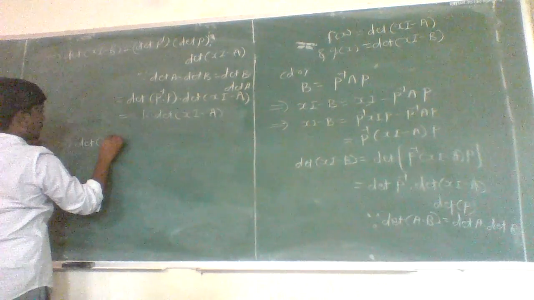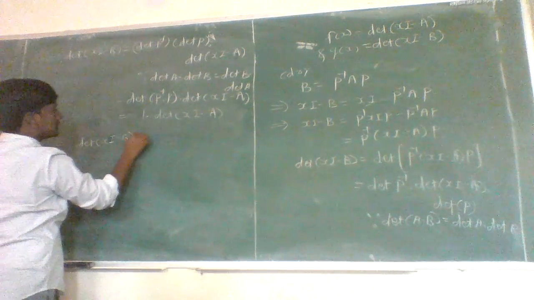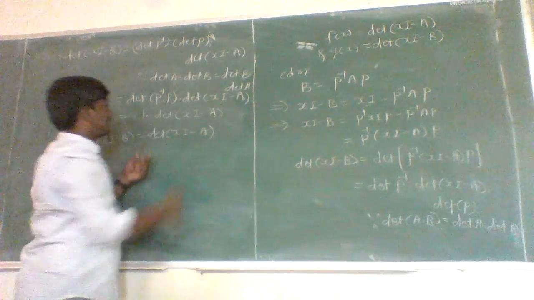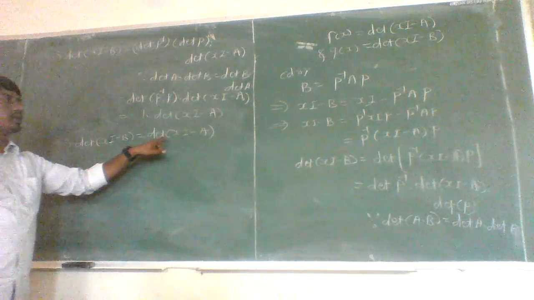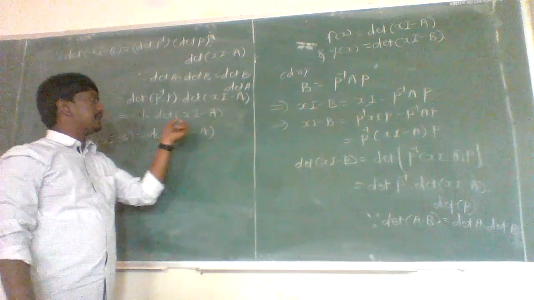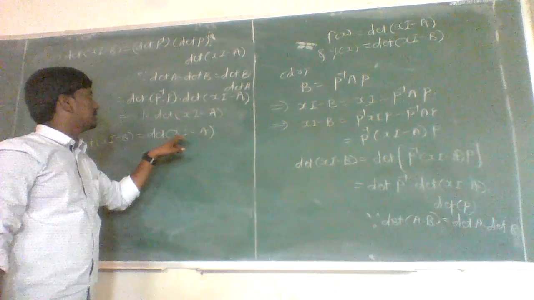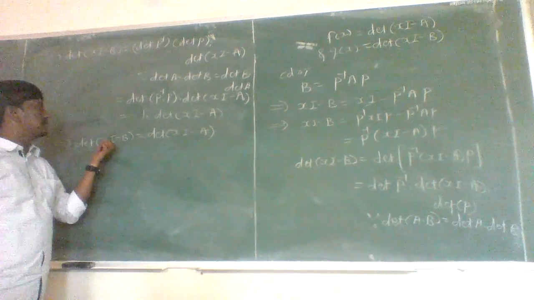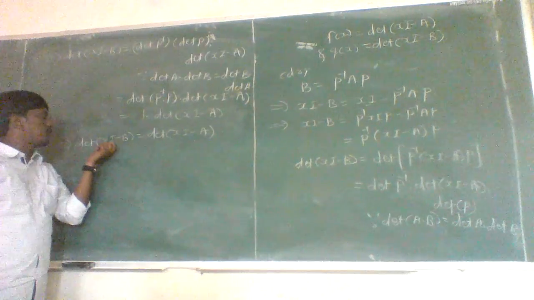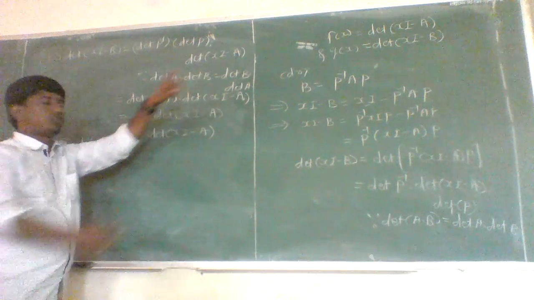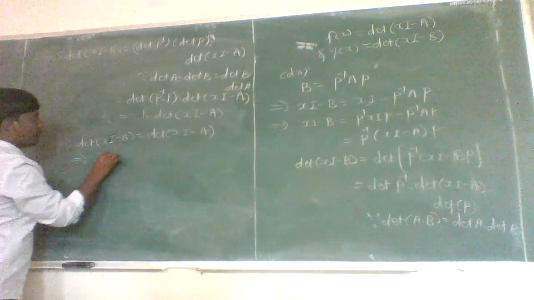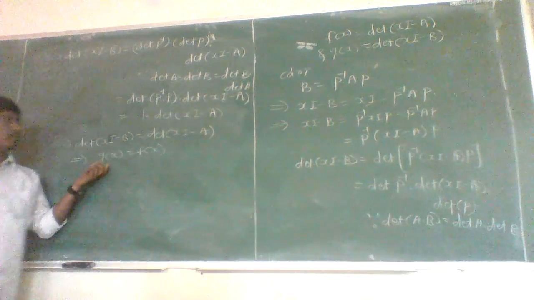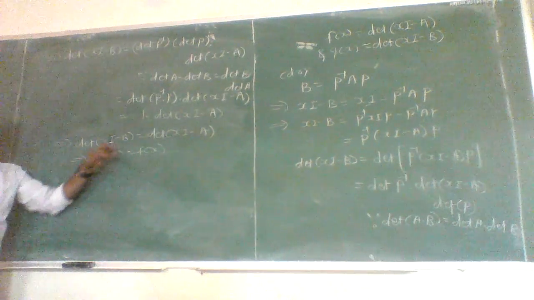Determinant of xI minus B is nothing but determinant of xI minus A, and determinant of xI minus A is nothing but the characteristic polynomial of matrix A, and we have taken the characteristic polynomial of matrix A as f(x). Determinant of xI minus B is nothing but the characteristic polynomial of matrix B, which is g(x), which implies g(x) is equal to f(x). Therefore, the characteristic polynomials of the matrices A and B are equal.